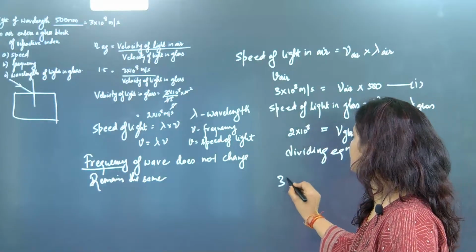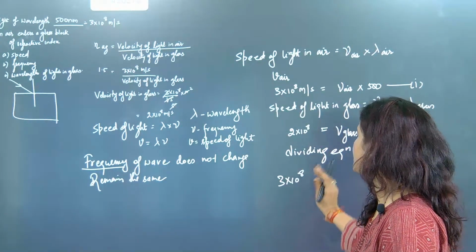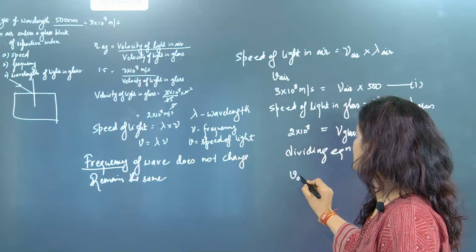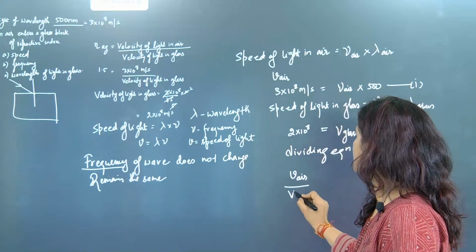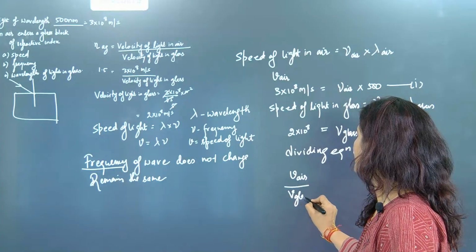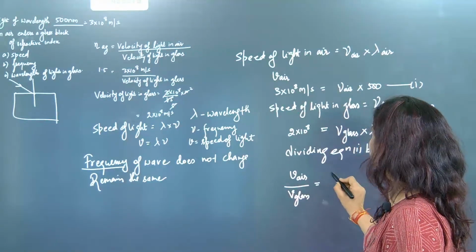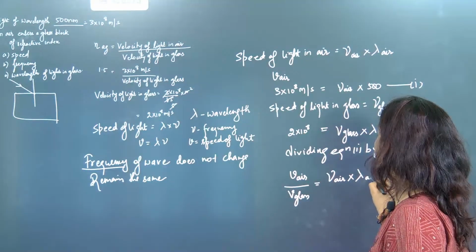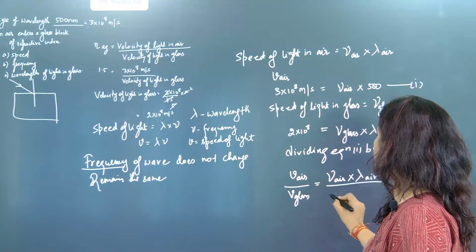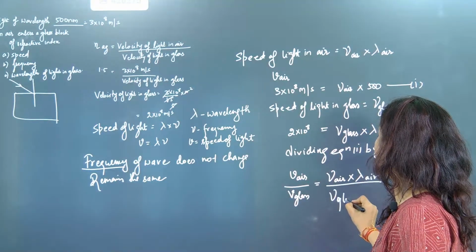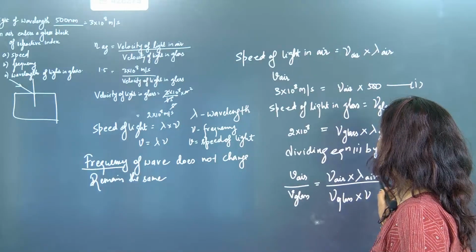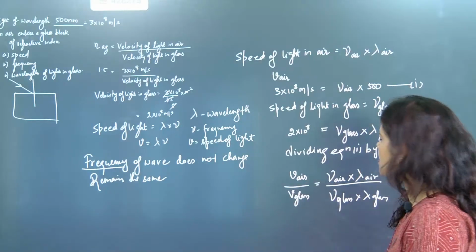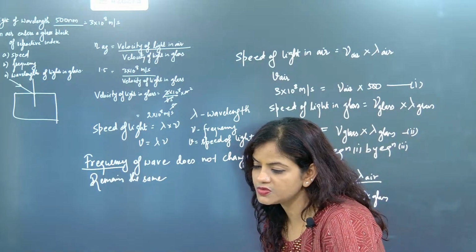Speed is given as 3 into 10 to the power 8. So our equation is: speed of light in air by speed of light in glass is equal to frequency of light in air into wavelength of light in air by frequency of light in glass into wavelength of light in glass. But till here, is it crystal clear? Because I just wrote the formulas precisely.